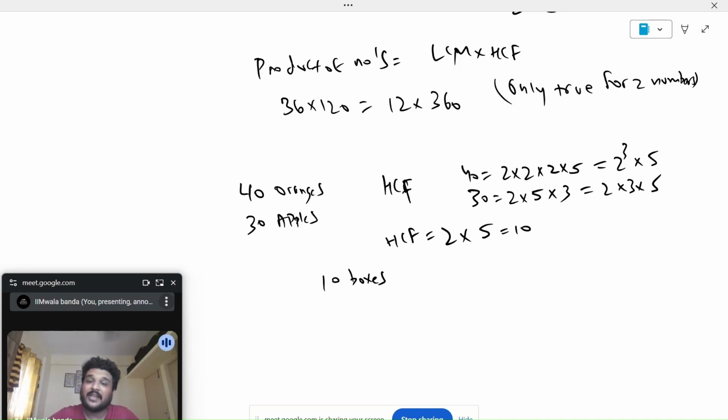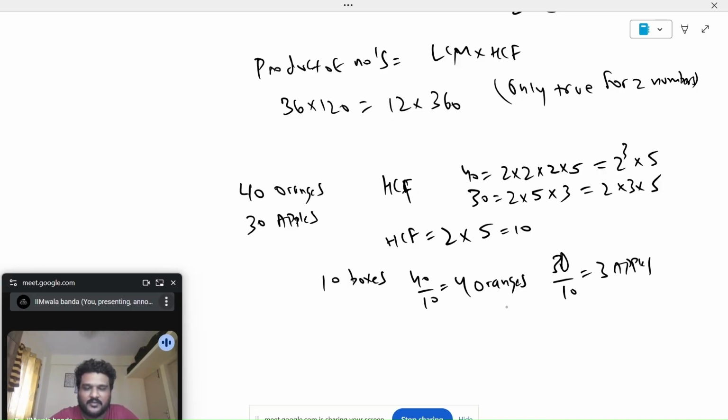All right. And in every box, with logic you can see, but the idea is divided by HCF. So 40 by 10 or 4. So basically 4 oranges, and 30 by 10, so 3 apples. So every box will actually look like this. There will be 4 oranges and there will be 3 apples. And there will be 10 such boxes.